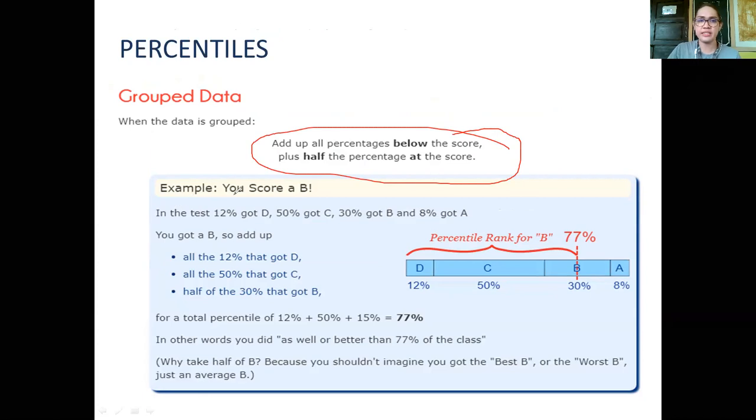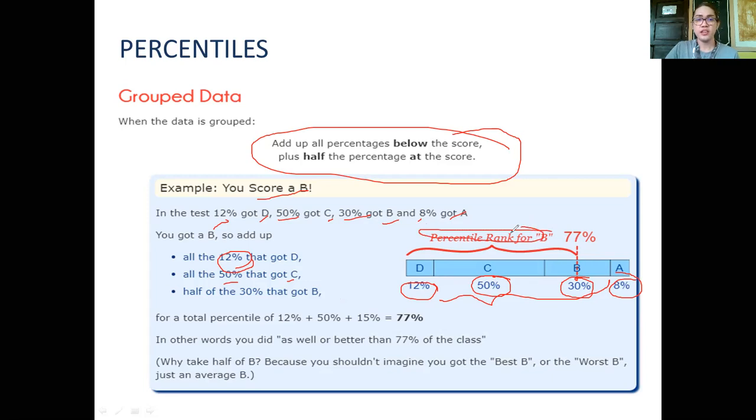So let's have an example. You score a B in the test. In the test, 12% got D, 50% got C, 30% got B, and 8% got A. So you got a B, so add up the 12% that got D and the 50% that got C, as you can see in the illustration, plus half of the 30% that got B. So half of it. So this is the percentile rank for B.